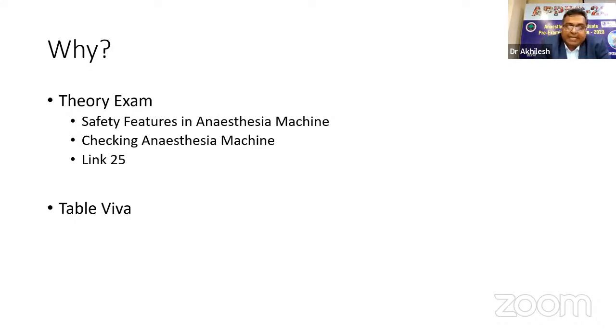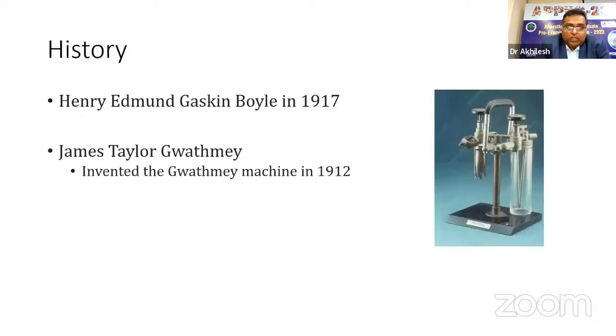And besides that, it is very important in a table viva. Sir has rightly said that it is expected that at least you should know the machine before you start giving anesthesia and before they make you pass the exam.